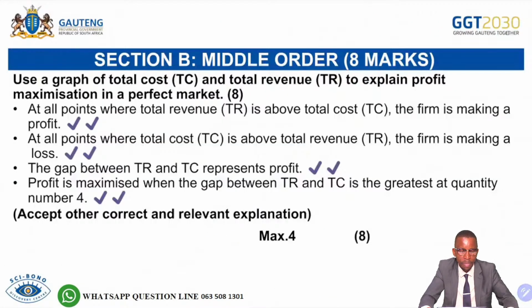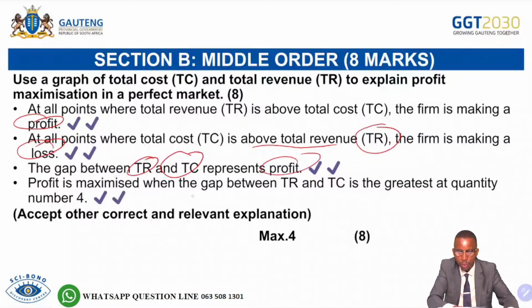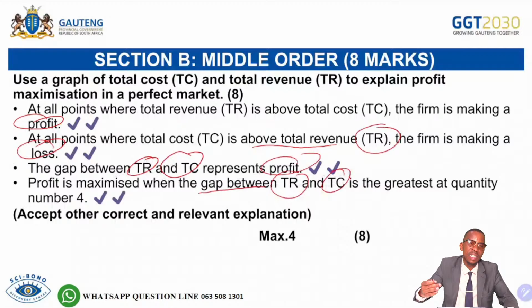Let's check. At all points where total revenue TR is above total cost TC, the firm is making economic profit because TR is more than TC. At all points where total cost TC is above total revenue, the firm is making economic loss. The gap between TC and TR represents the profit. So profit is maximized where the gap between TR and TC is the greatest. So when TC is furthest away from TR, that is regarded as profit maximization.